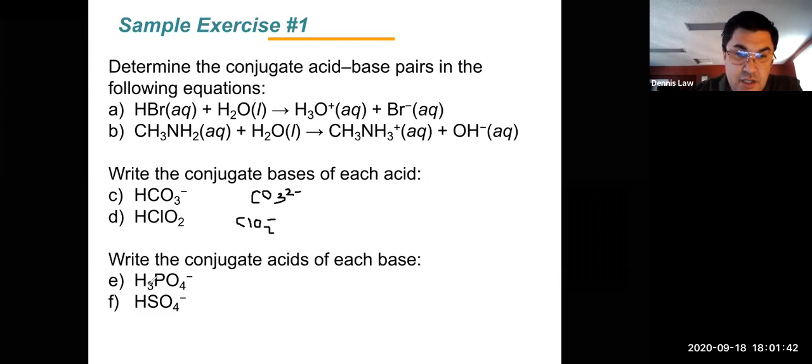Write the conjugate acids of each base. This should say H2, so that's a typo there. H2PO4 minus, because H3PO4 would not have a charge. And then the conjugate acid would be H3PO4. And for this one, it would be H2SO4. Right, so if this is a base, once it accepts a proton, it becomes H2SO4.